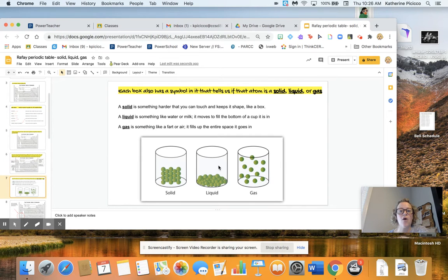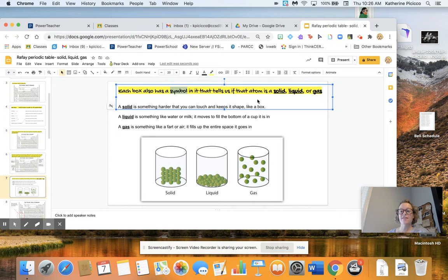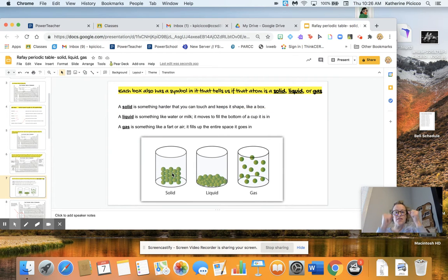So on the periodic table, each box also has a symbol in it that tells us if it's a solid, a liquid, or a gas. A solid is something that's hard and that you can touch and keeps its shape. Like my cell phone is a solid, right? It's solid material. That means all the atoms are really close together, like a block would be solid. My pen is a solid. This cup is a solid. I'm a solid, right?